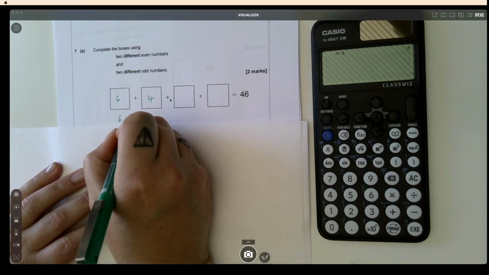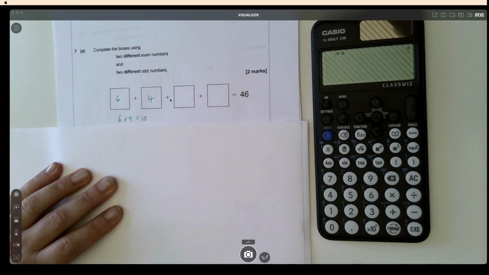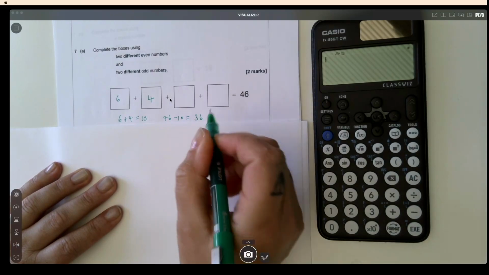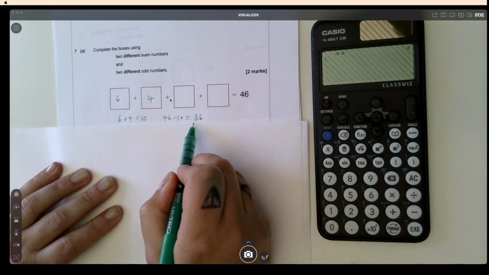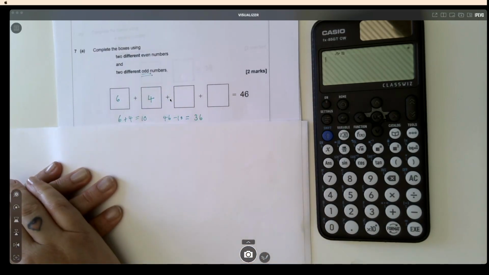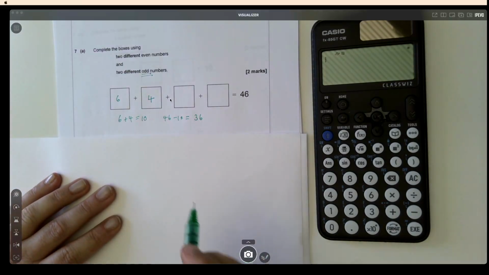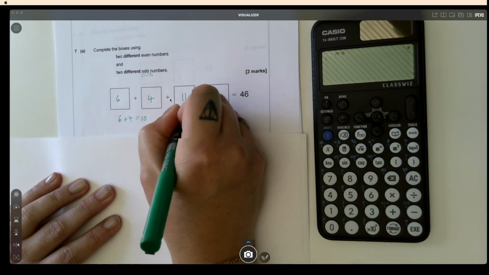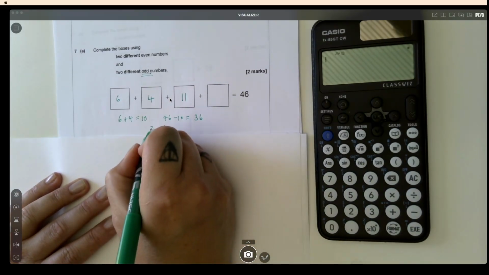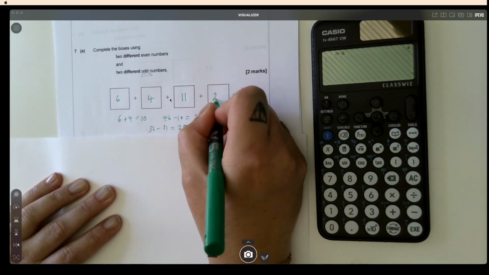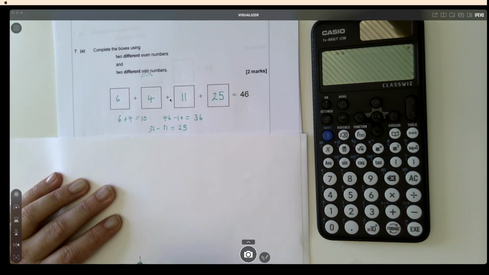Well, 6 plus 4 equals 10. 46 subtract 10 equals 36. So these 2 boxes need to add to 36. But I need them both to be odd numbers now, and I need them to be different odd numbers. So I'm going to pick an odd number. So let's say 11. So if I pop 11 in that box, 36 subtract 11 is 25. 25 is an odd number, so then I can add that in the box there.